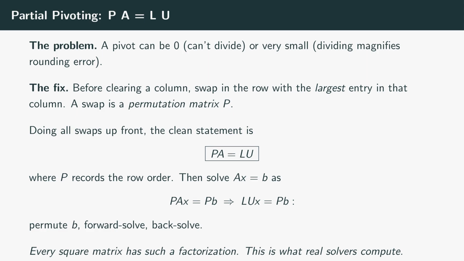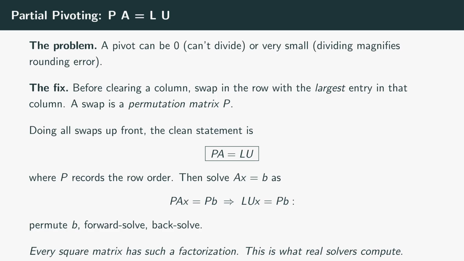One thing can spoil the plain factorization: a pivot equal to 0, which you cannot divide by, or a pivot that is tiny, which is just as dangerous because dividing by a small number magnifies rounding error. The fix is simple and is what every serious solver does. Before clearing a column, look down it and swap in the row whose entry there is largest in size, so you always divide by a healthy pivot.